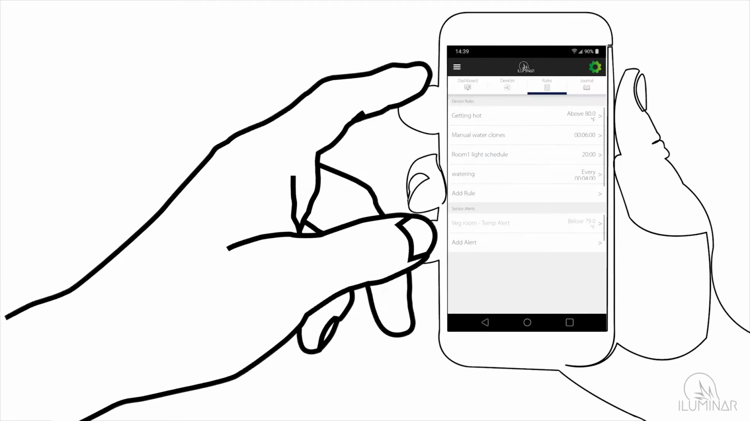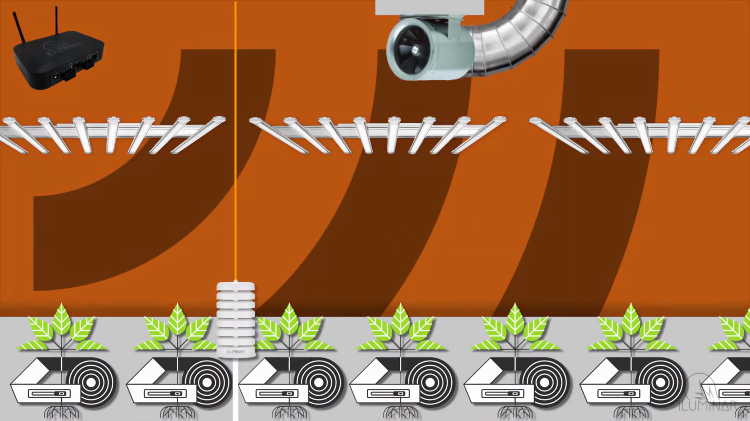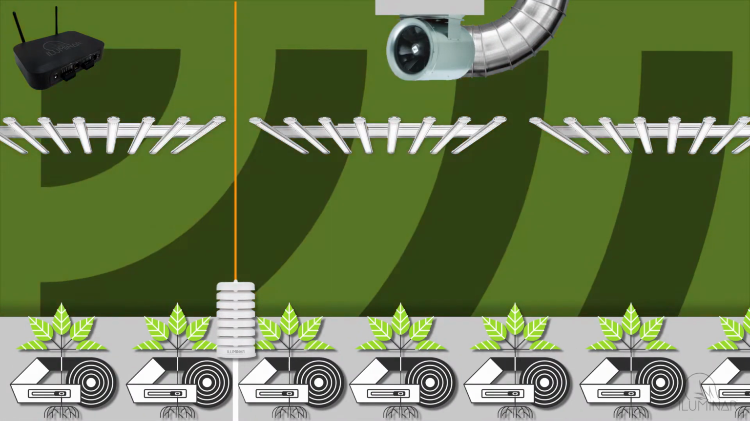Once rules are set up, you can check their status at any time on the Rules tab from the main screen, and you can modify their action whenever needed.